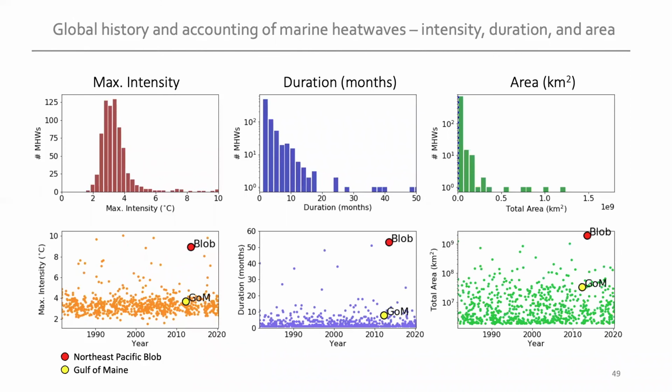Okay, and the last metric we have here is the area. So this is the total area. And this one is a little less clear. So it's a fat tail, but there's a lot of variability here. The blob was by far the largest marine heat wave that we tracked. And the Gulf of Maine was also quite large, but there's a lot of spread in the area. And that probably has to do with how connected different marine heat waves are.